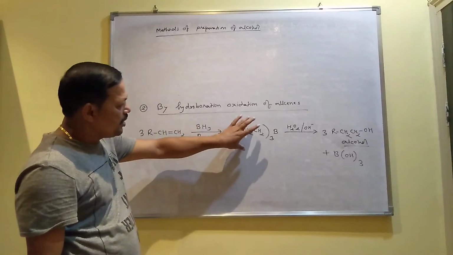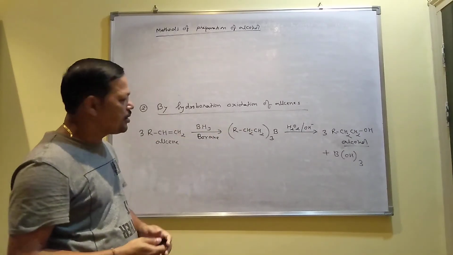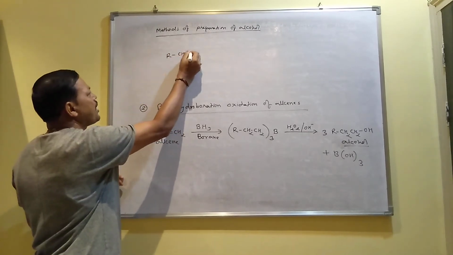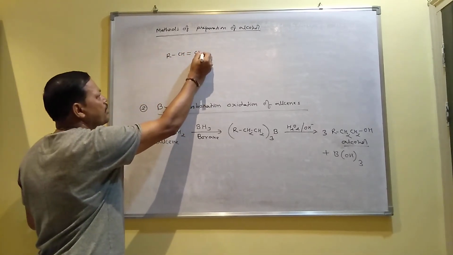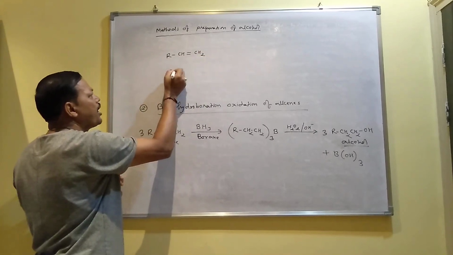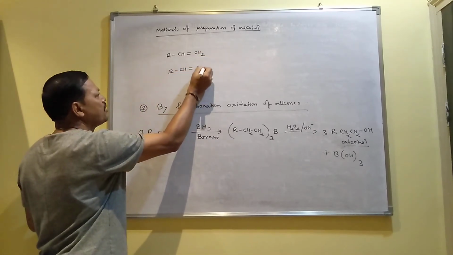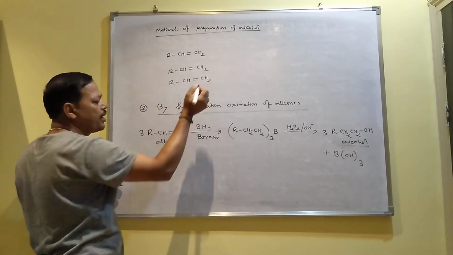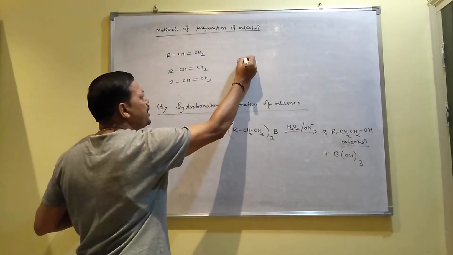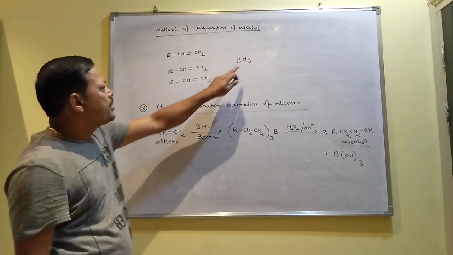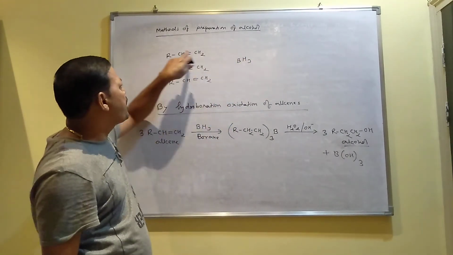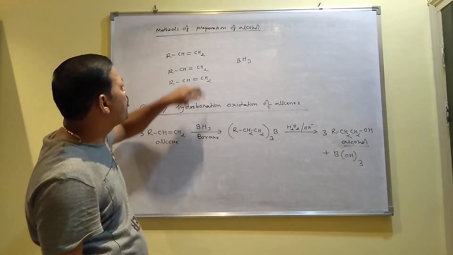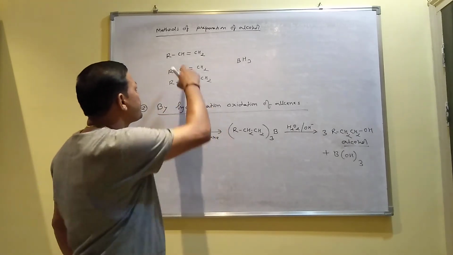If you are not understanding about this reaction, how the reaction takes place, actually the reaction takes place in this way. This is RCH=CH2. I have taken 3 molecules, written separately like this, and I have added BH3. These 3 hydrogens all join with this carbon, and it goes to CH2, and the double bond is converted to single bond.